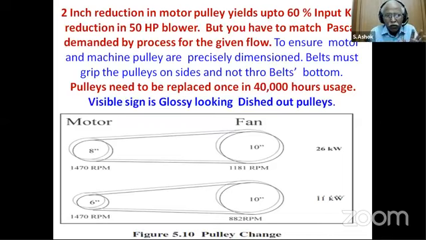But wherever we have done energy audits on our AHU blowers, we found that the pulleys show visible signs of being glossy, dished out, and slippery. Once a pulley becomes slippery, it is a point of loss, a visible loss. We talk about less than 2% loss between motor and blower when installed. If it is more than 5% or 10%, it is an energy loss, a visible loss, to be replaced and corrected immediately.